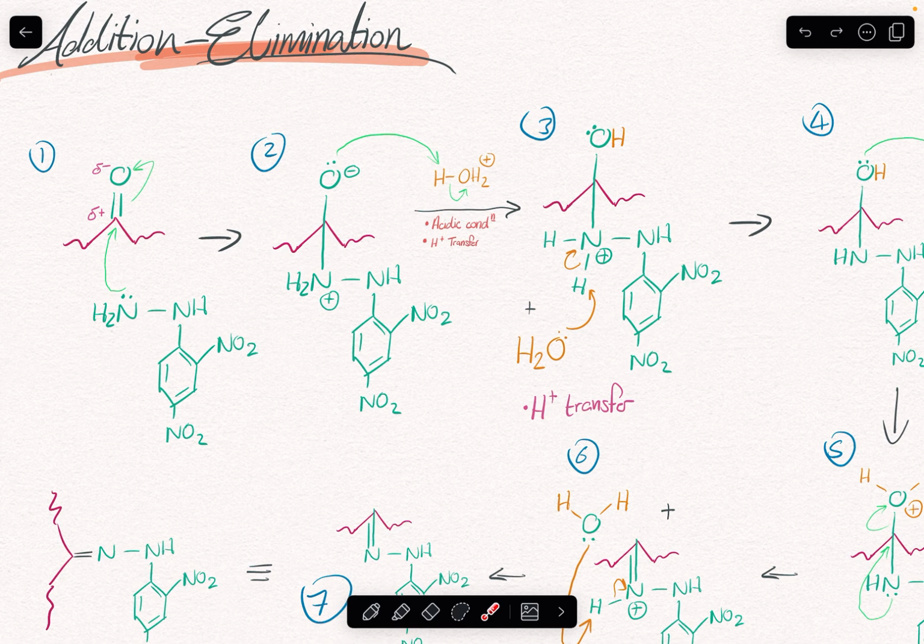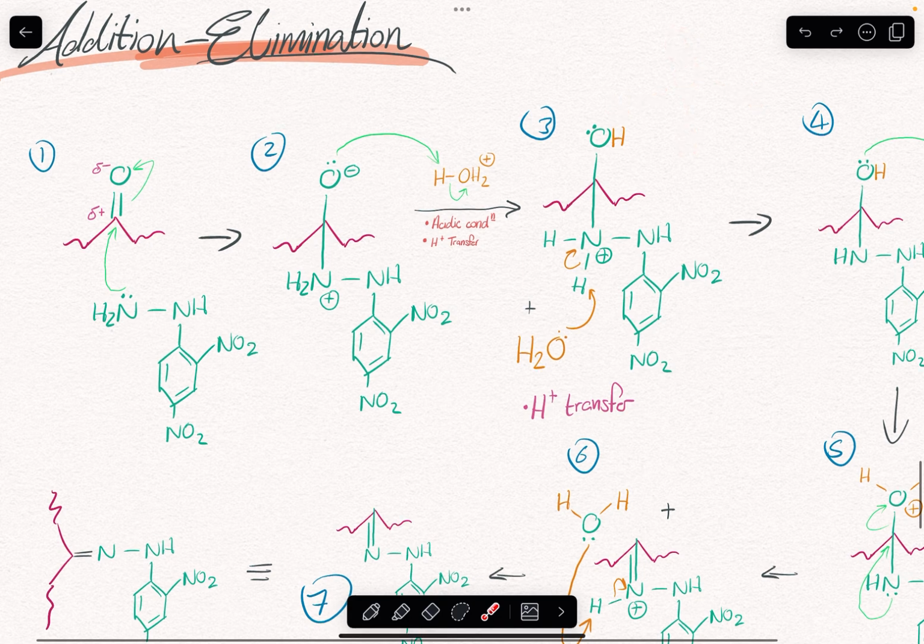Curly arrows go from lone pairs to partial positive species or positive species. H3O+ is a hydronium ion. It is a protonated water. So it looks a bit like this. Just a H2O with an additional H, which makes that positive. So you'll see that there as well. And this makes our life a little bit easier later on, I promise.